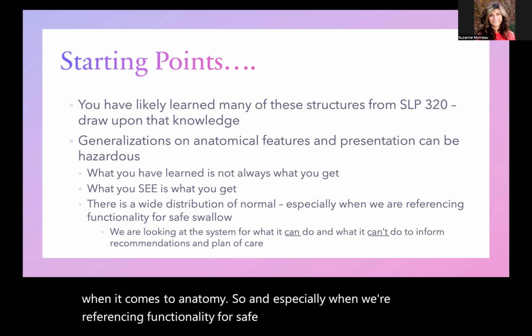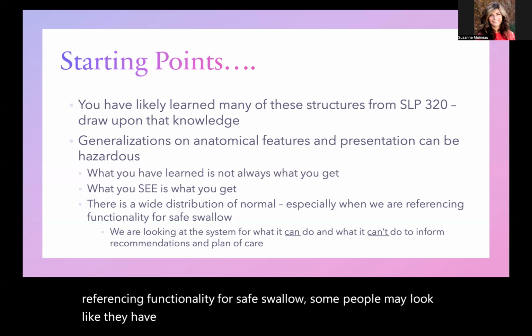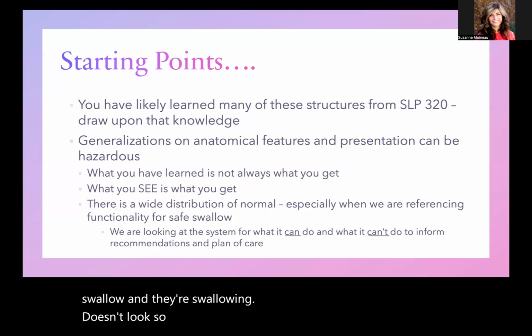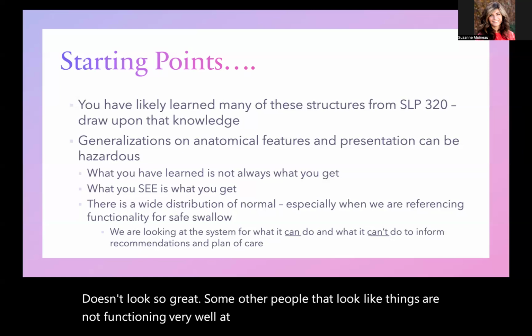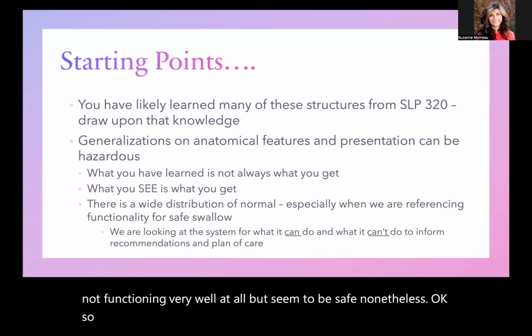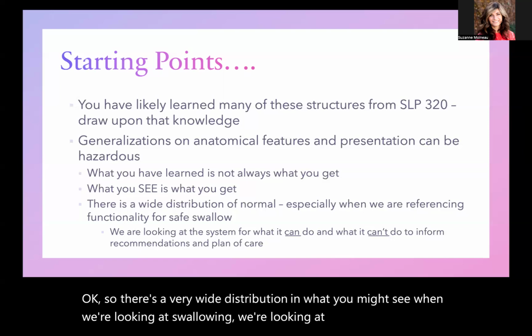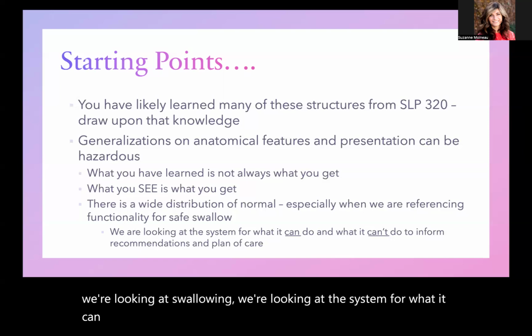Some people may look like they have anatomical structures that should generate a safe swallow, and their swallowing doesn't look so great. Some other people that look like things are not functioning very well at all, but seem to be safe nonetheless. Okay, so there's a very wide distribution in what you might see. When we're looking at swallowing, we're looking at the system for what it can do and what it cannot do. That's going to inform our recommendations and our plan of care.